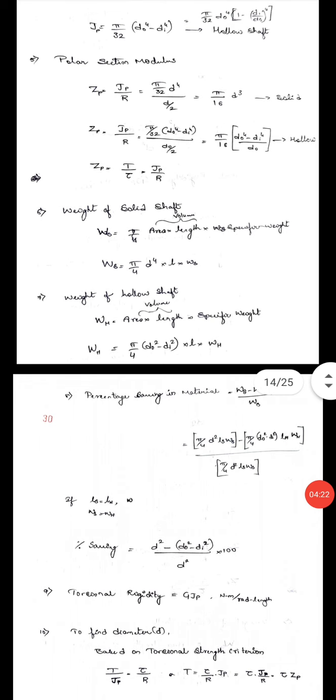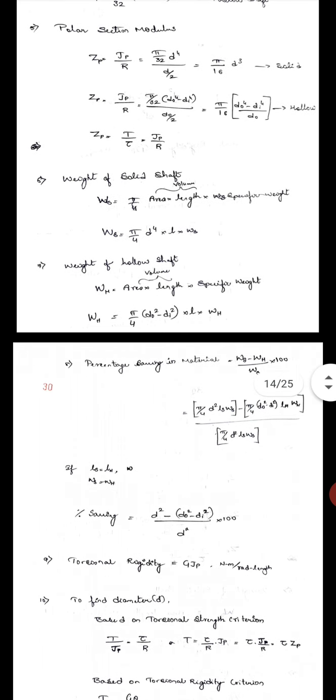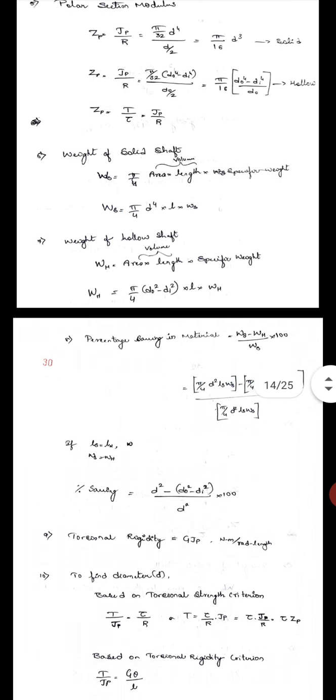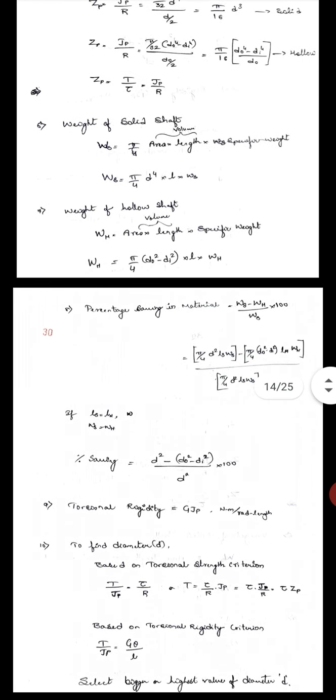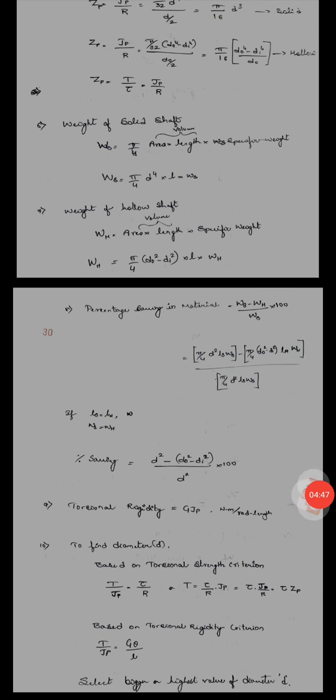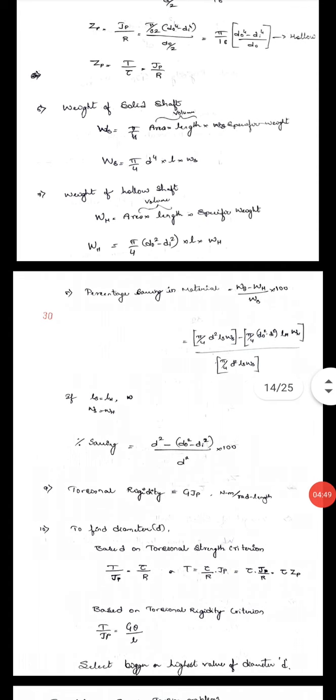Torsional rigidity is G into J, in Newton meter per radian length. Tenth one, to find the diameter based on the torsional strength criterion: T by J equals tau bar, or T equals tau by R into J, which is tau into Zp. We can use this formula. And based on the torsional rigidity criterion, T by J is G theta by L.